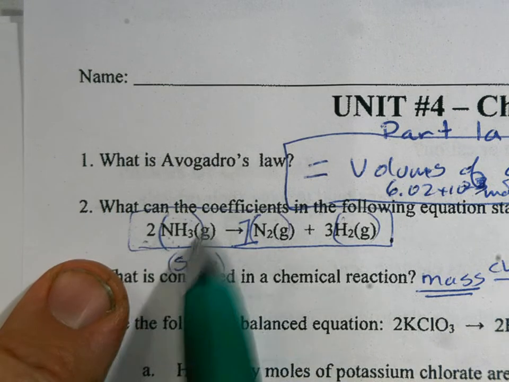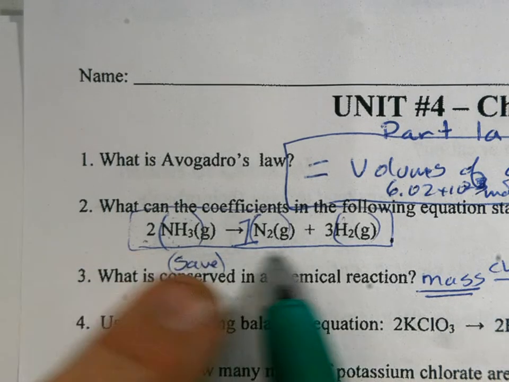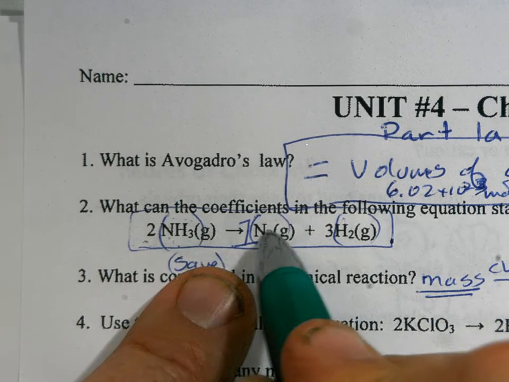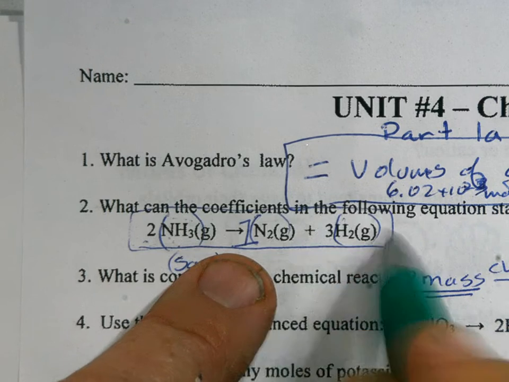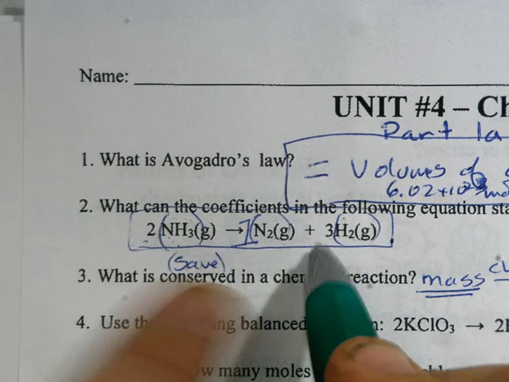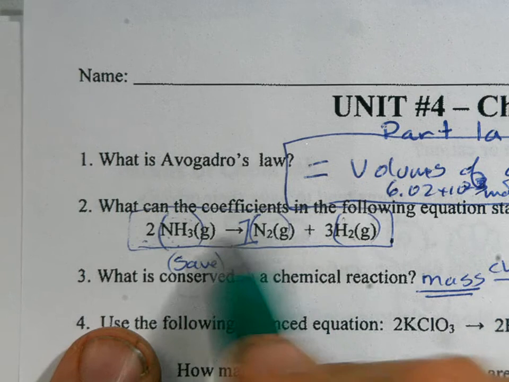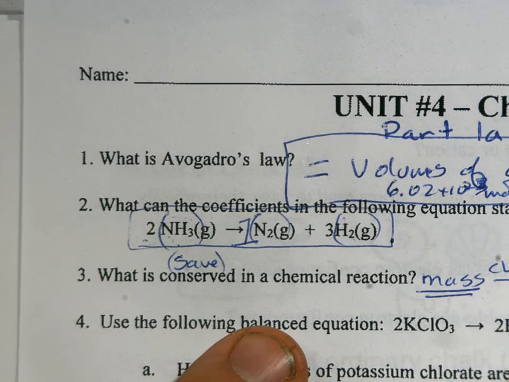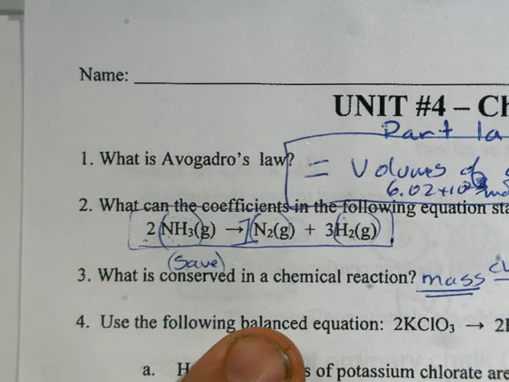So there's 8 atoms over here, and when we come over here in the products, we've got 2 atoms in nitrogen, plus we've got 3 times 2 is 6. 6 plus 2 is 8 atoms. We're not creating or destroying any atoms. So mass is conserved, which means the number of atoms is conserved. They have to be the same.